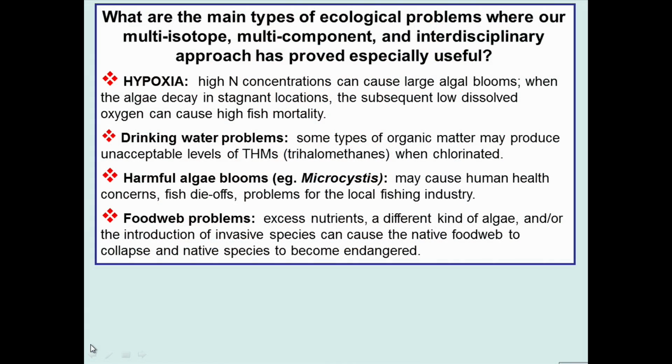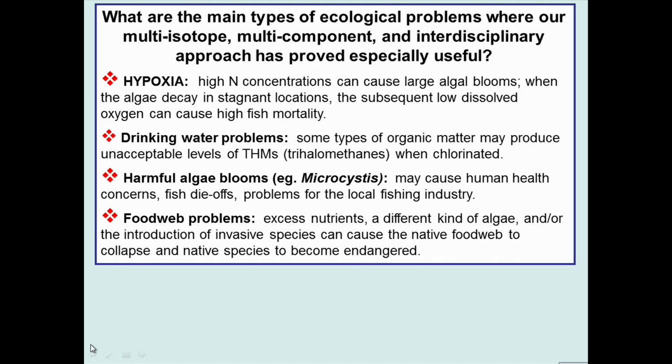So, what are the main types of ecological problems where our multi-isotope, multi-component, multi-tracer, and interdisciplinary approach have proved especially useful? And this is part of our idea. These seem to be, in my perspective of the United States and the rest of the world, major environmental problems where I could see that isotopes had a good chance of being useful. So hypoxia, I'm going to talk about that first. Places where there's so much N that you get lots of algal blooms. They move into a stagnant location, for example, off the Mississippi River into the Gulf of Mexico. They fall out of the water column, and as they decay, they're believed to pull in oxygen, and it leaves not enough oxygen there for the fish, and they croak.